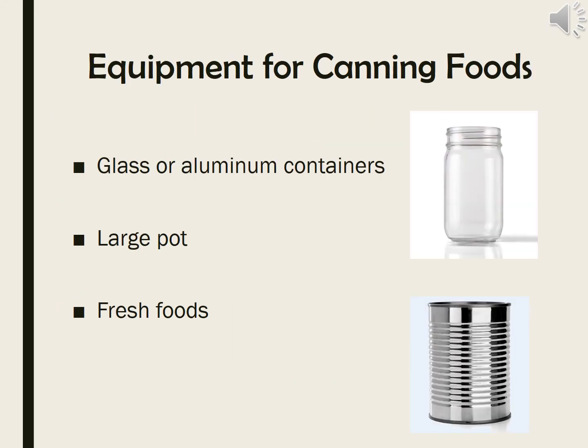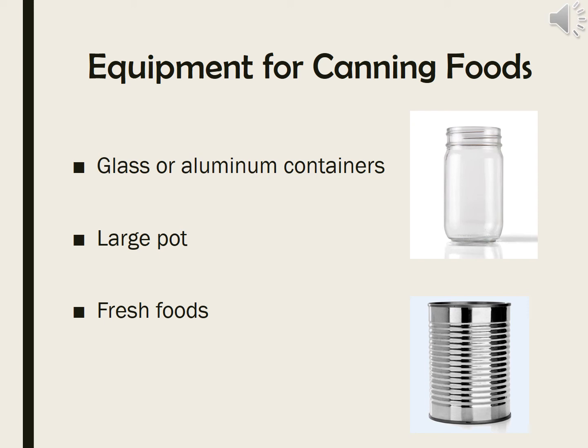On a commercial level, there is more heavy-duty machinery that is required to can foods, but this slide outlines the most basic tools required for canning. First and foremost, you need a container. This container can be glass or aluminum. Aluminum is more effective at storing foods for longer periods of time, but if you are storing food on your own at home, it may be more practical to use a glass jar.